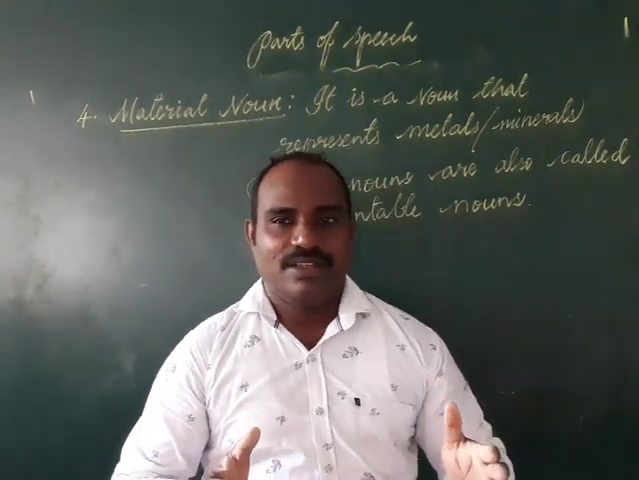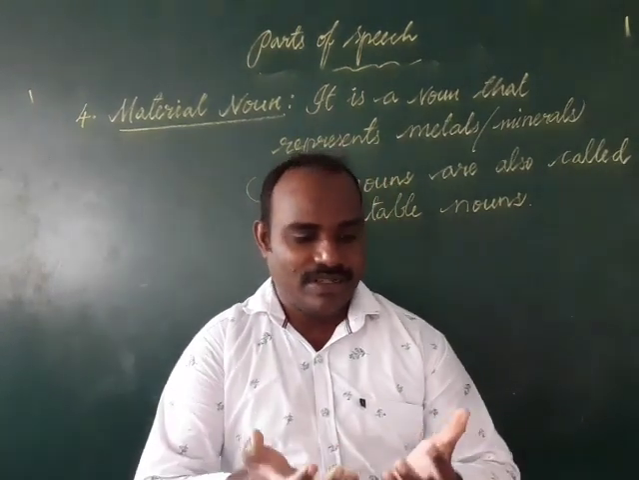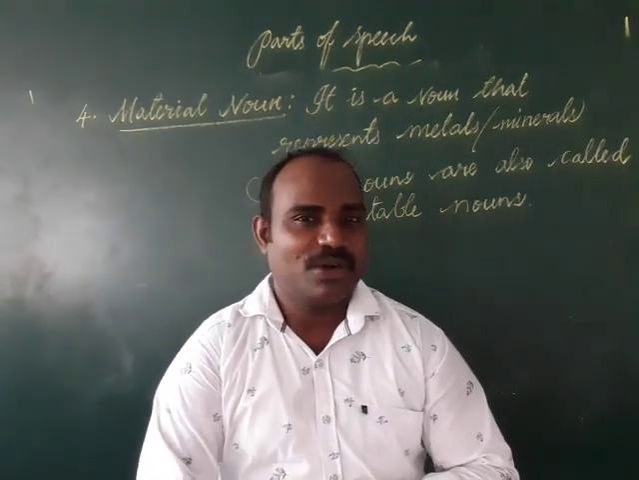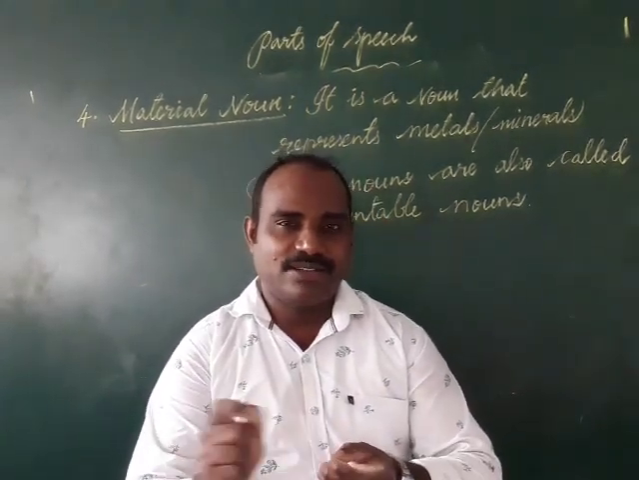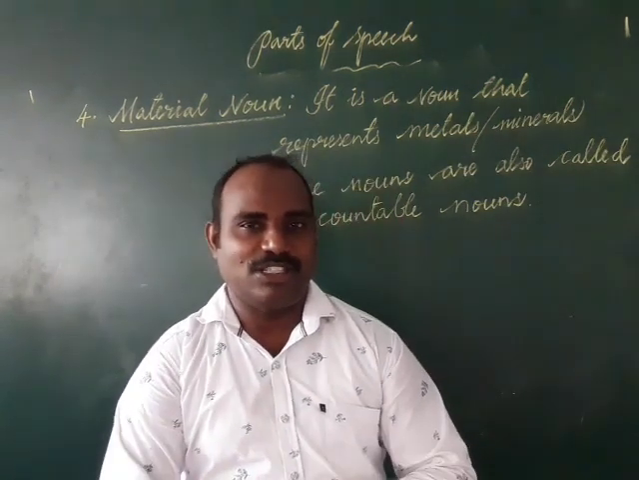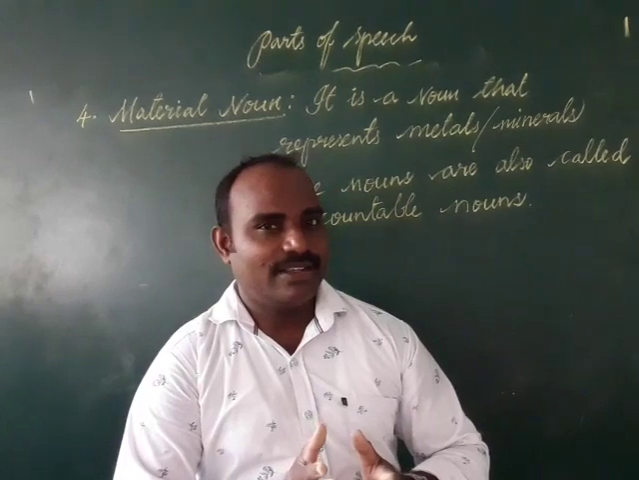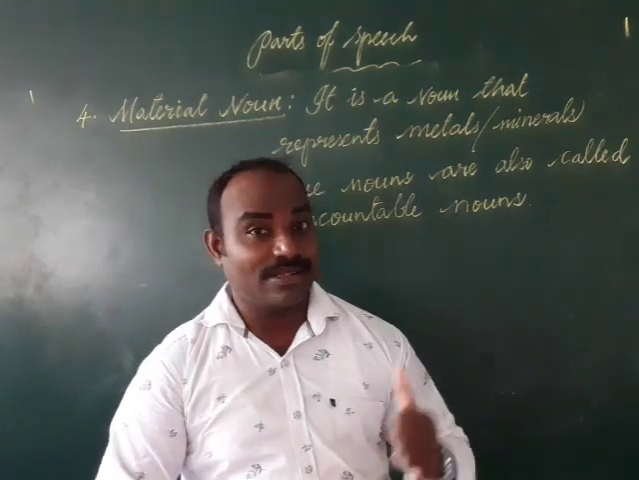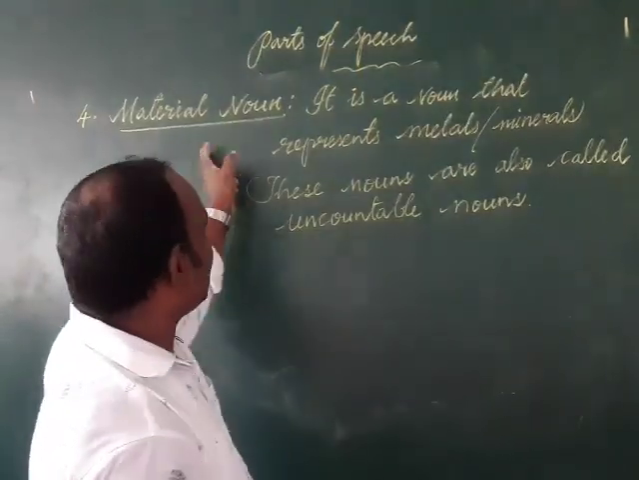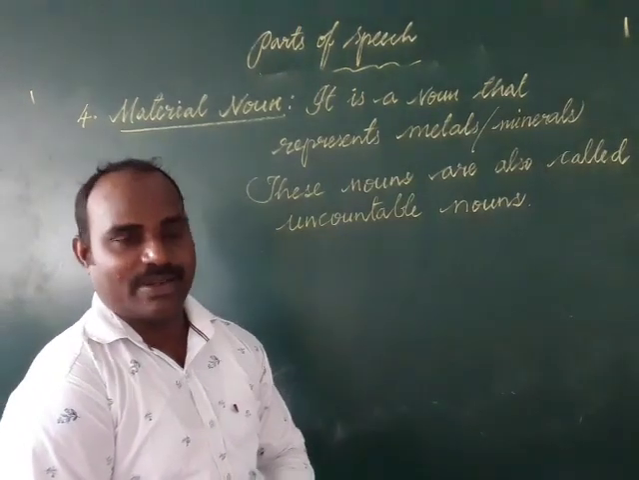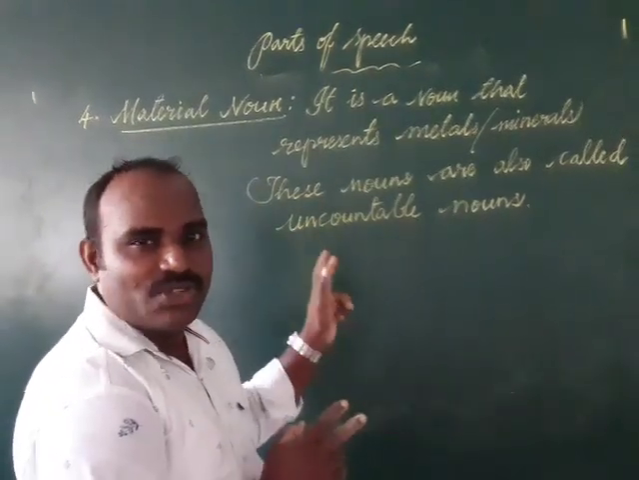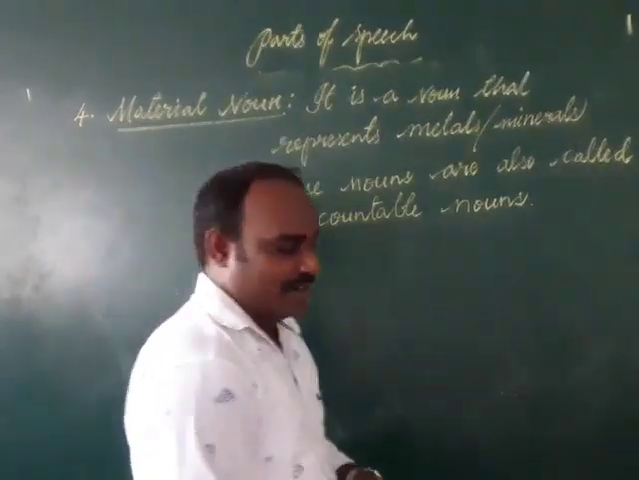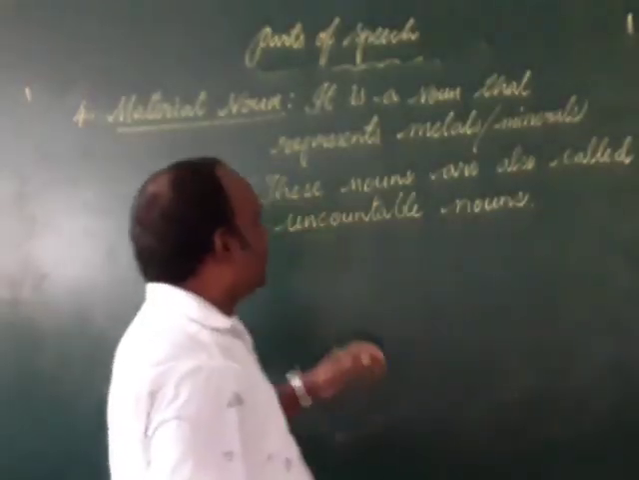For example, if you take a sack of rice or a handful of sand, is it possible to count one rice particle, two rice particles, three rice particles? It is not possible. They have different measurements. So rice, gold, silver, these are all called metals and material nouns. These material nouns are also called uncountable nouns. Actually, we can merge material noun into common noun, but I'm explaining it separately here.